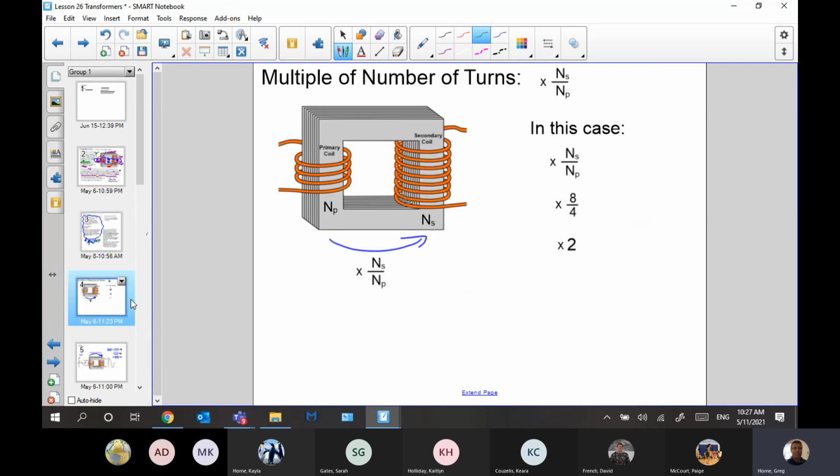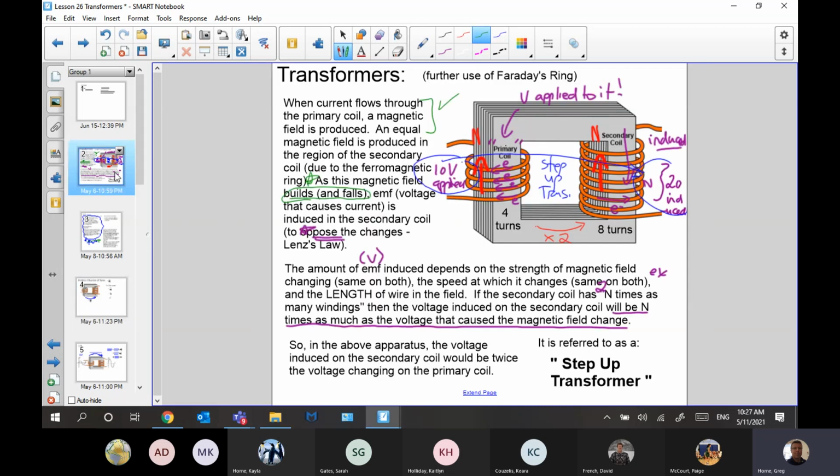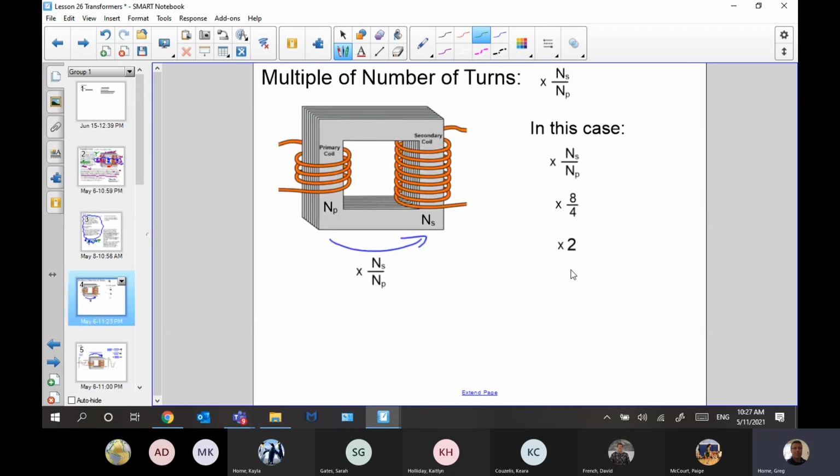Anyways, let's move on. So just to be more clear about this number of turns thing, if it's not as obvious going from 2 to 8 that it was times 4, or in this case, what was it? 4 to 8, so it was times 2. And you can see we have the number of secondary turns divided by the number of primary turns. So you're going to have an NS over NP idea, and that's just the multiple. It's not hard. Okay.